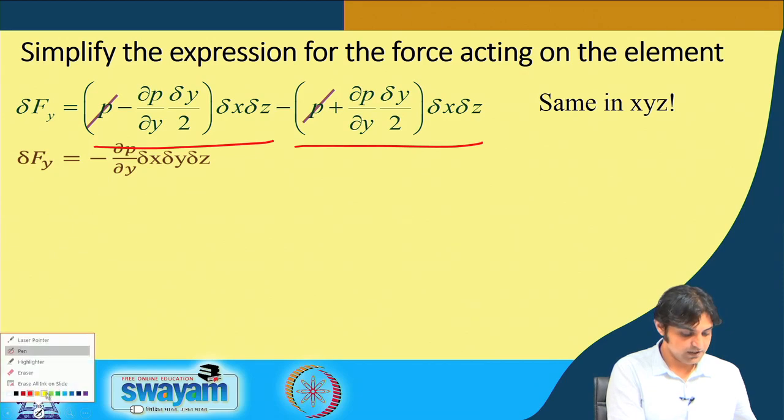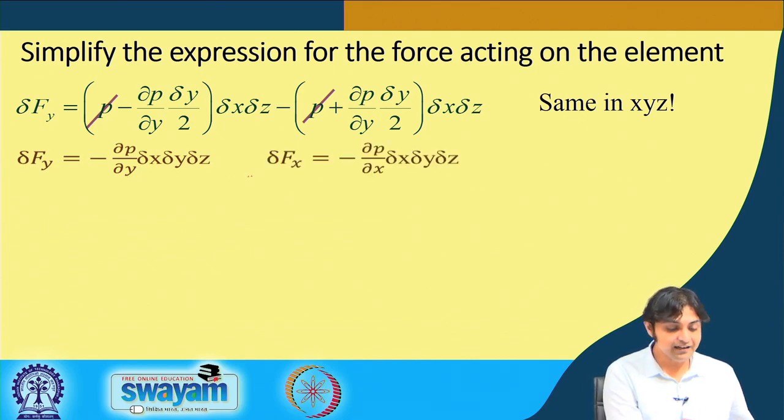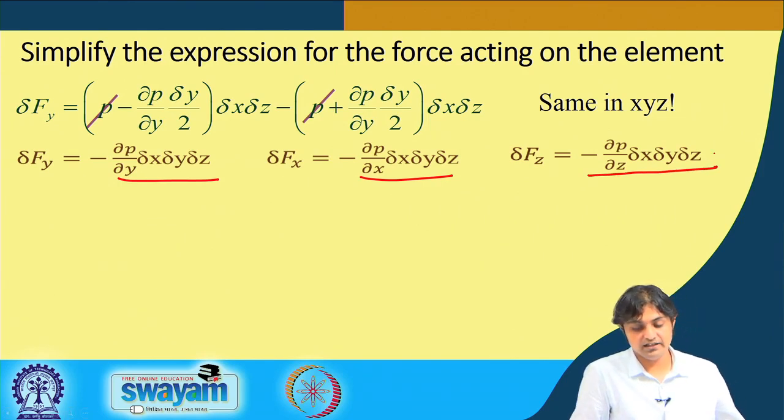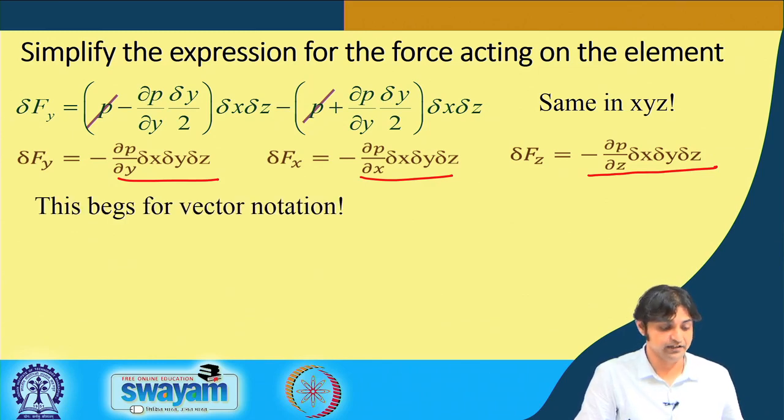I'll just erase this one. So the summation of delta Fy, if you do this addition, will be minus delta P by delta y multiplied by the volume. Similarly, we can do the same in the x direction. We are going to get minus delta P by delta x multiplied by delta x delta y delta z. This is important, and we can also get the same thing in the z direction. So it's going to be minus delta P by delta z multiplied by delta x delta y delta z. It's just the differential force that we have calculated because of the pressure gradient.